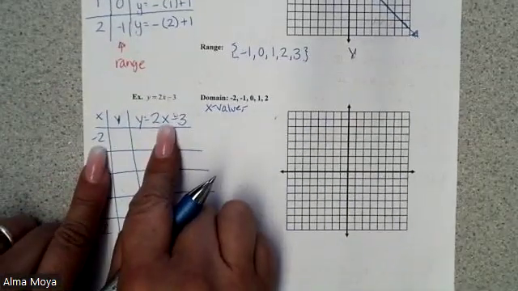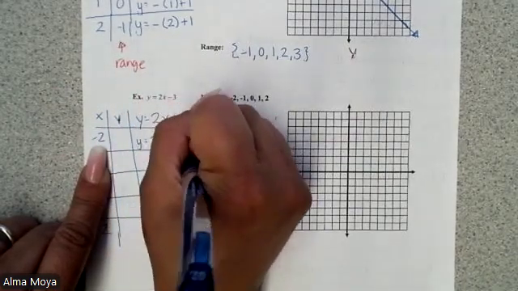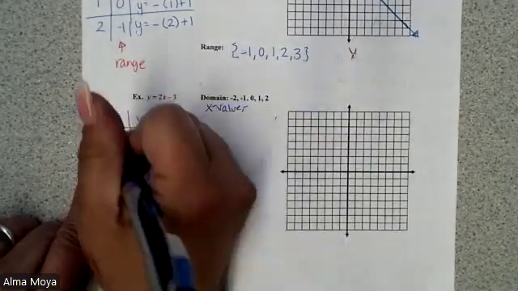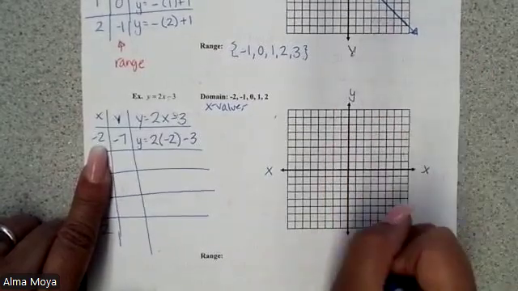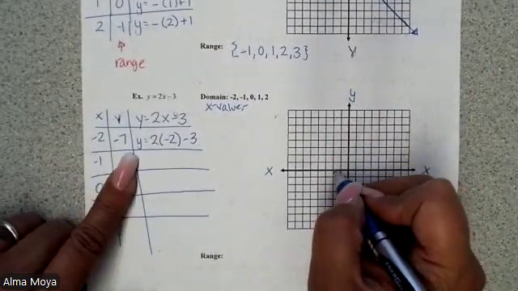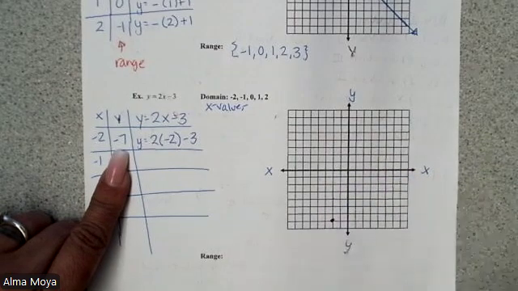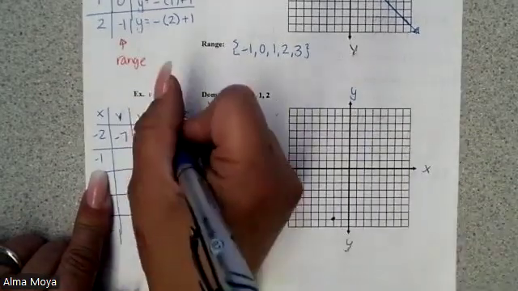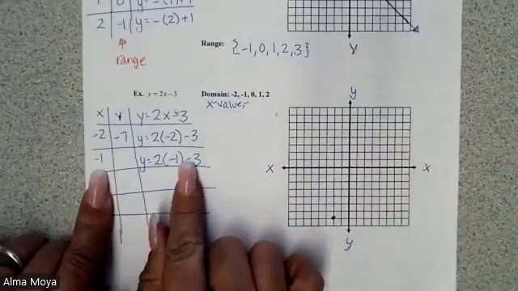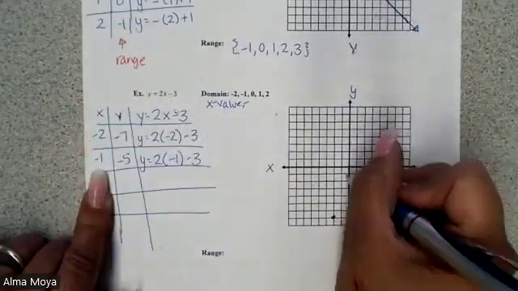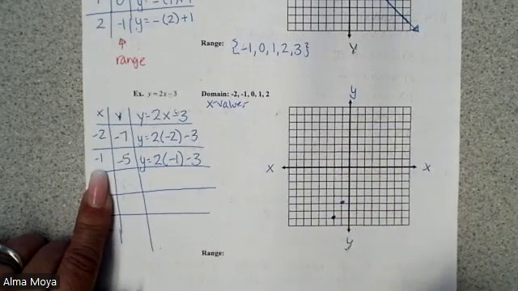Now keep in mind you're plugging it in right there. So you have y equals 2 times -2, which is -4. -4 minus 3 is -7. So this is my x-axis, this is my y-axis. X is -2, y is -7. 1, 2, 3, 4, 5, 6, 7. Next, I'm going to plug in -1. Y equals 2 times -1 minus 3. That's -2 minus 3, which is a -5. So -1, 1, 2, 3, 4, 5.